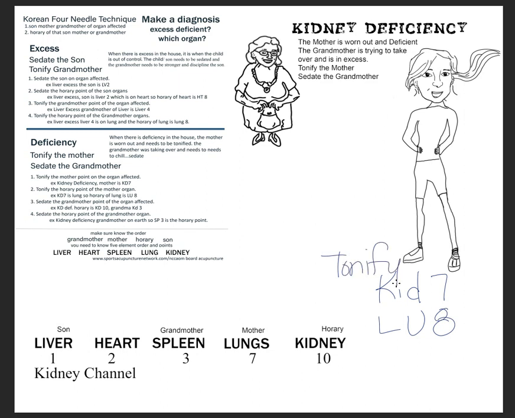And then we have the grandmother. We're going to sedate the grandmother. You see the grandmother is kidney 3. And the Hore is going to be spleen. So we know also the Hore of spleen is spleen 3. And we're going to sedate.